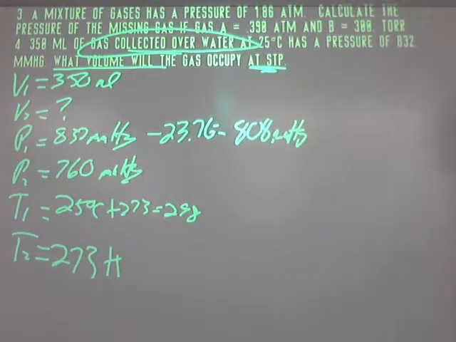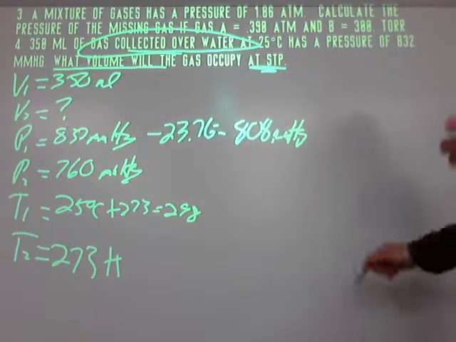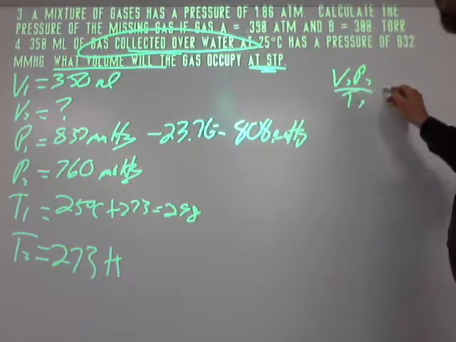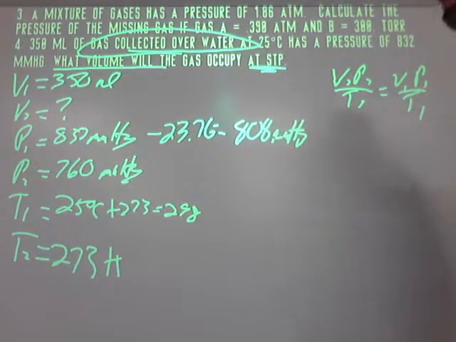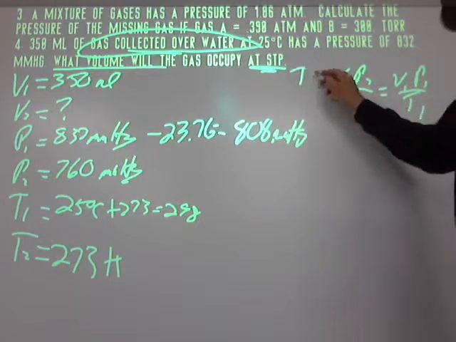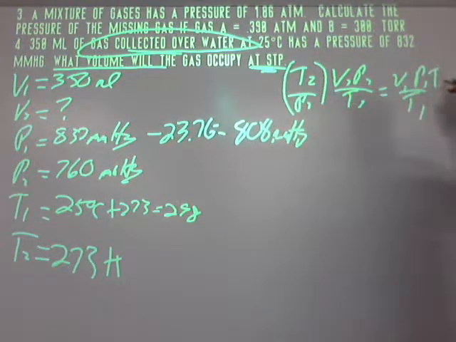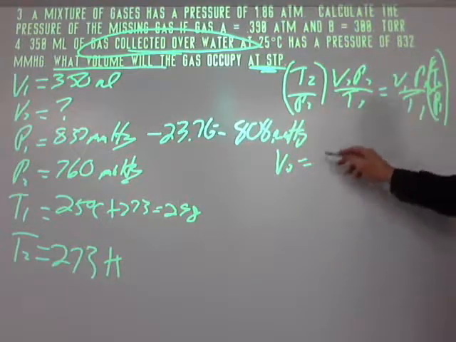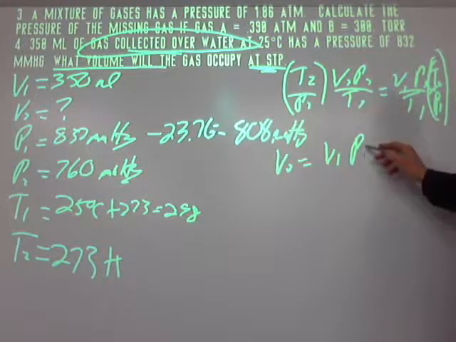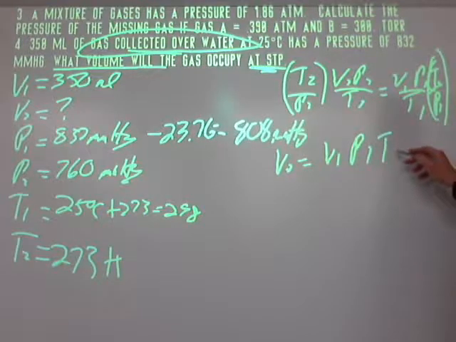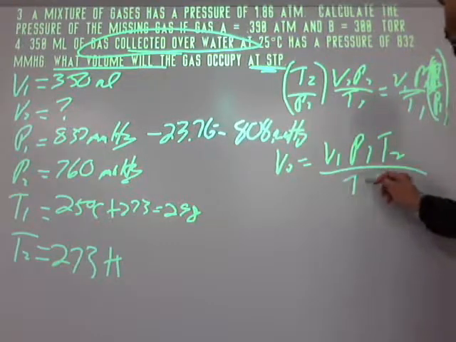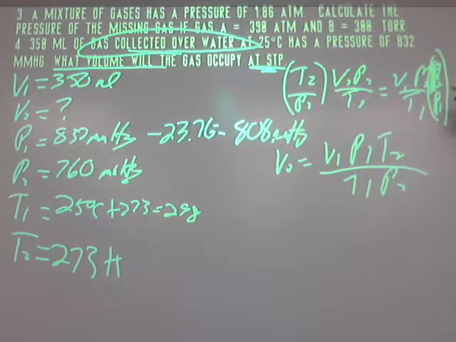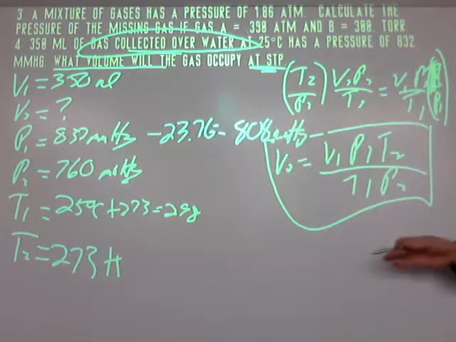All right, now real quickly, because I don't have too much time left, I want to still do those other two we haven't seen in a while. V2, P2 over T2 equals V1, P1 over T1. I have to rearrange this guy and solve for V2. I'll multiply both sides by T2 over P2. Right? And if you got it to this point, so V2 would equal V1, P1, T2 over T1 P2. Is that right? I can't read my own writing here.